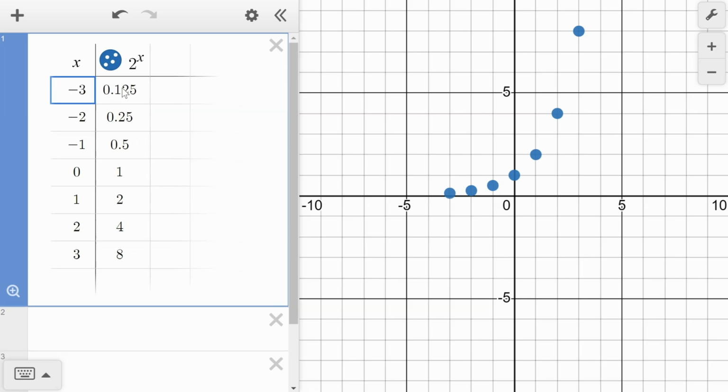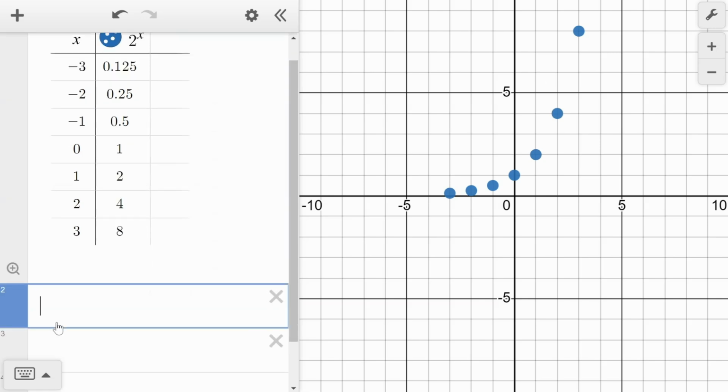0.125 is 1/8. And as you likely know, the relationship between these values with negative exponents and these values with positive exponents is that they are reciprocals. 2 to the 1 and 2 to the negative 1 are reciprocals. 1/2 and 2 are reciprocals. 1/4 and 4 are reciprocals. And 1/8 and 8 are reciprocals. So that's what that table looks like.